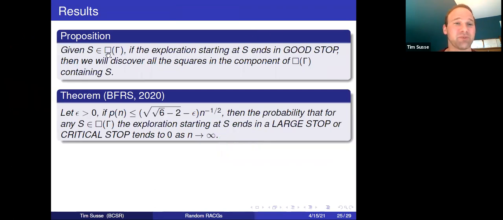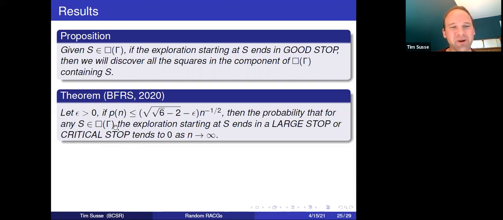So first off, if we start at a square S in our square graph and we do this exploration, if we end at a good stop, then we will discover all of the squares in the component of square gamma containing S. And in fact, we will discover many more, but it's okay, we're overcounting them.